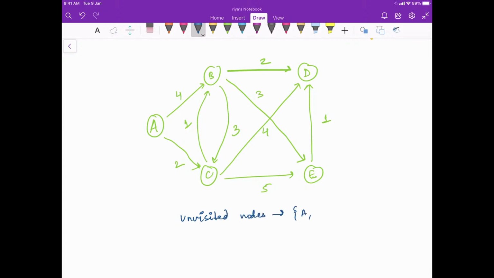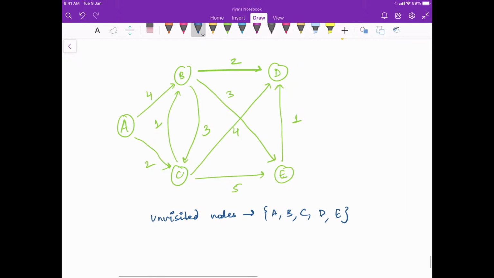here will be A, B, C, D and E, right? These are the unvisited nodes and we start from A, right? If we start from A, then currently the distance from A to A will be 0, and we have not traversed any other node yet, so the distance of all the others will be infinity, right?